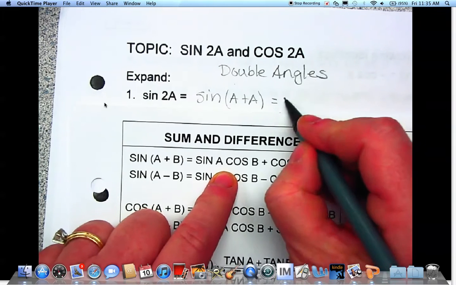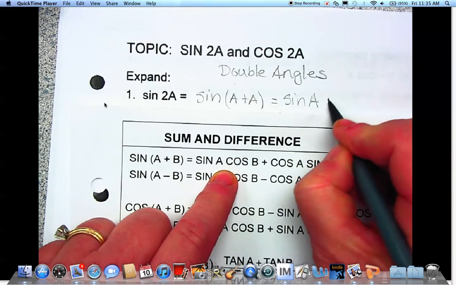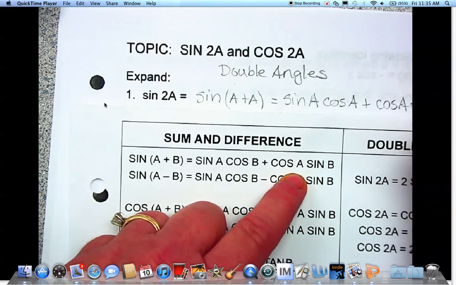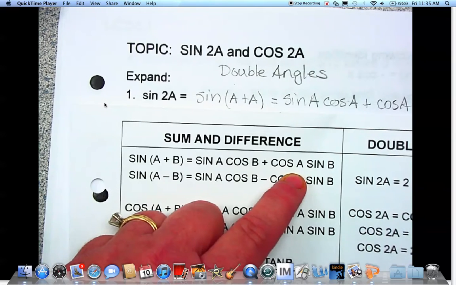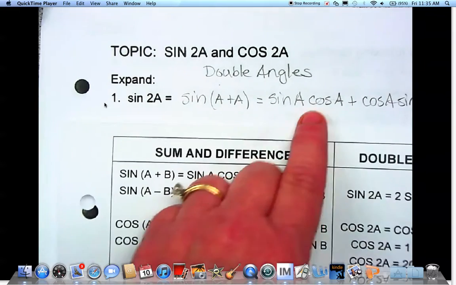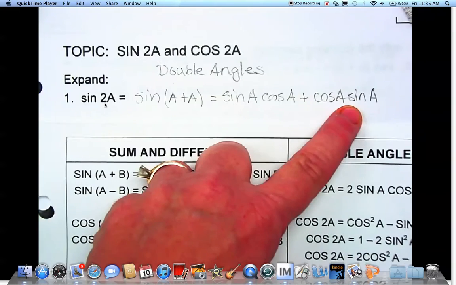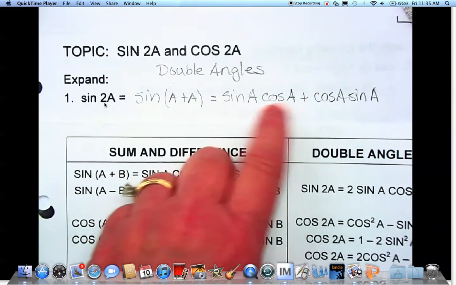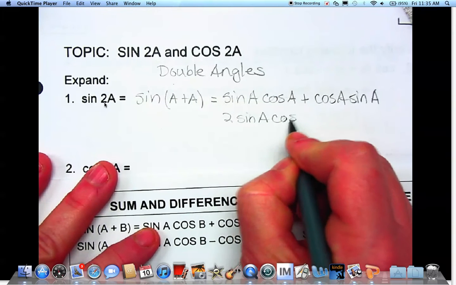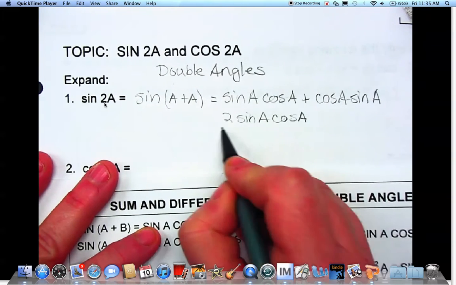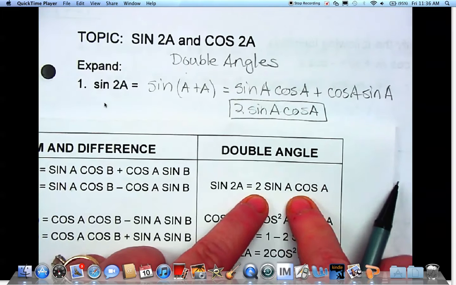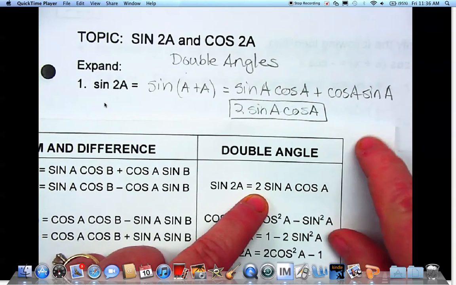So we're going to have sine of a, cosine of a, plus cosine of a, sine of a. Now, is sine a, cosine a the same thing as cosine a, sine a? Yes. So if we add these together, that would be 2 sine a, cosine a, right? And that is an identity. It is on here. Sine of 2a equals 2 sine a, cosine a. That's where it came from.